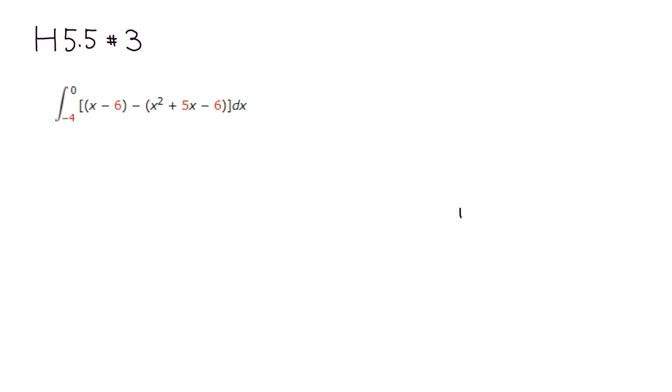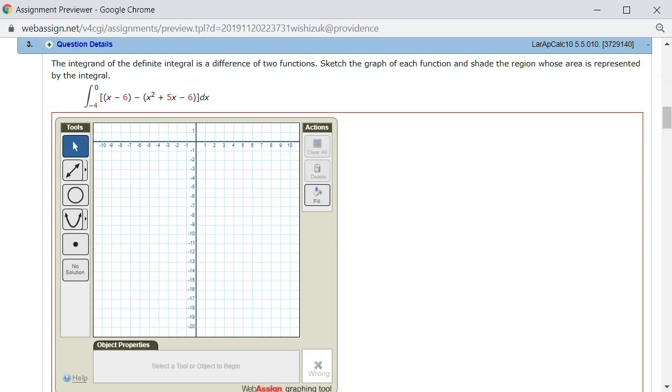We know that we have to do a top minus bottom curve, right? Which means that here we have this is going to be our top curve, and this is going to be our bottom curve. So let's sketch the top curve. Top curve is very easy to sketch, so we just have to use the line tool here.